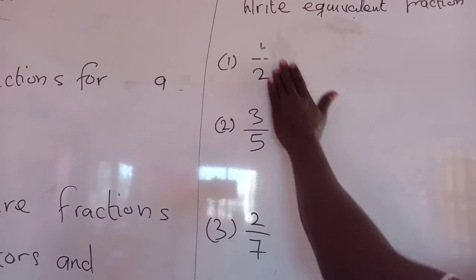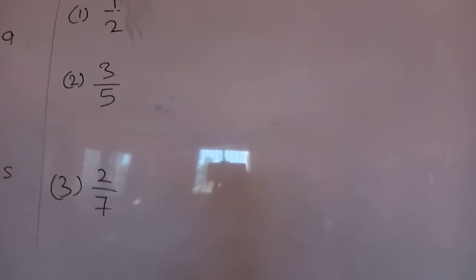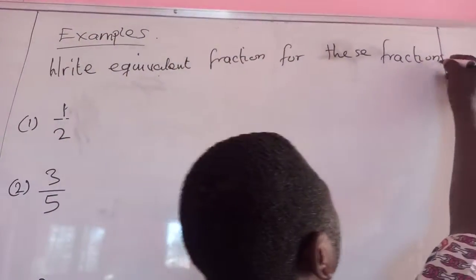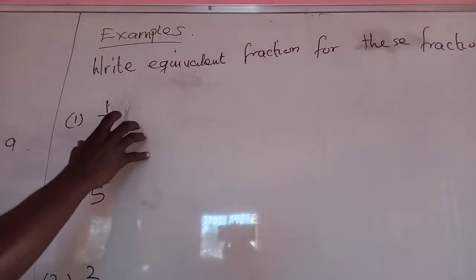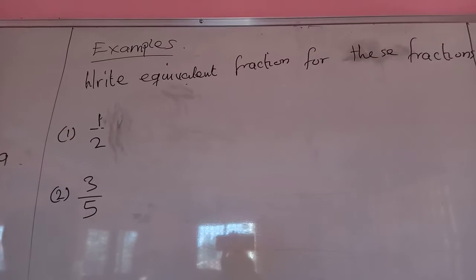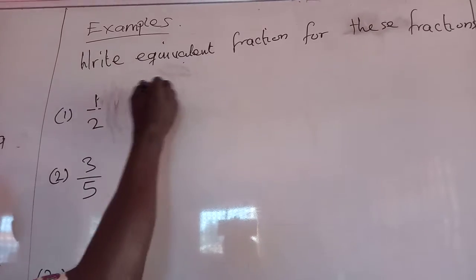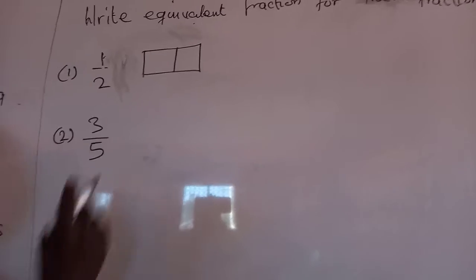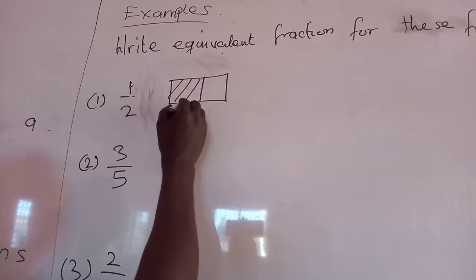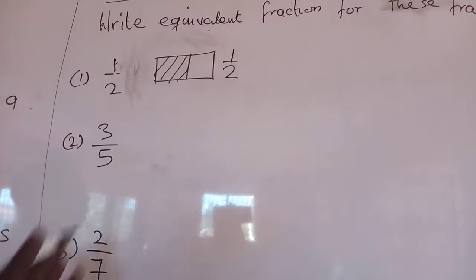So the first example. Write equivalent fractions for these fractions. Okay, so first of all, this is our fraction. We want to find an equivalent fraction for this, like what we did from the beginning. I can also have a diagram like this. I will divide it into two equal parts, and now I will shade one portion. This is 1 out of 2.